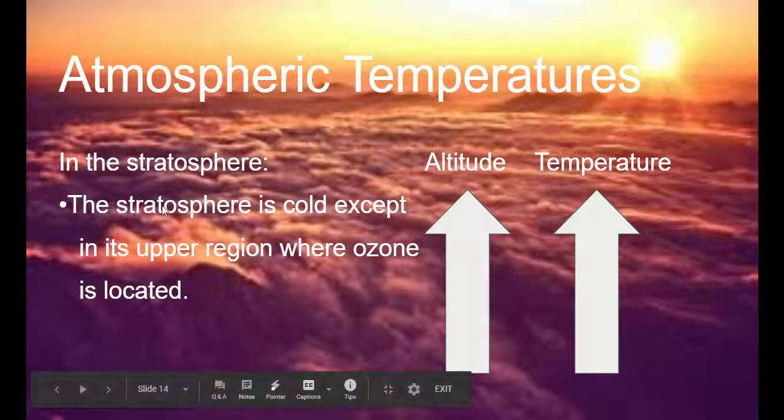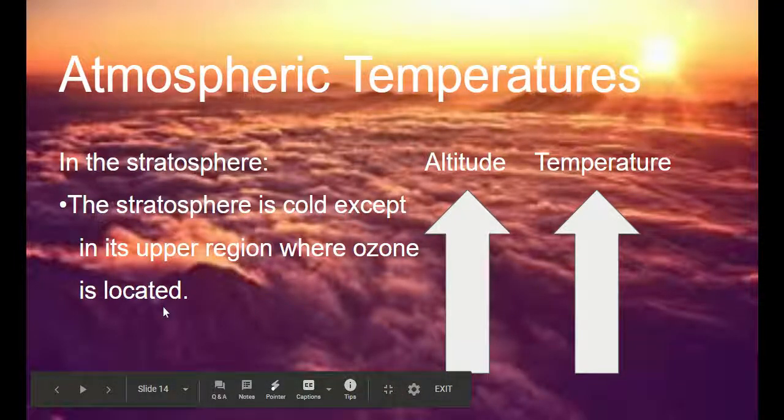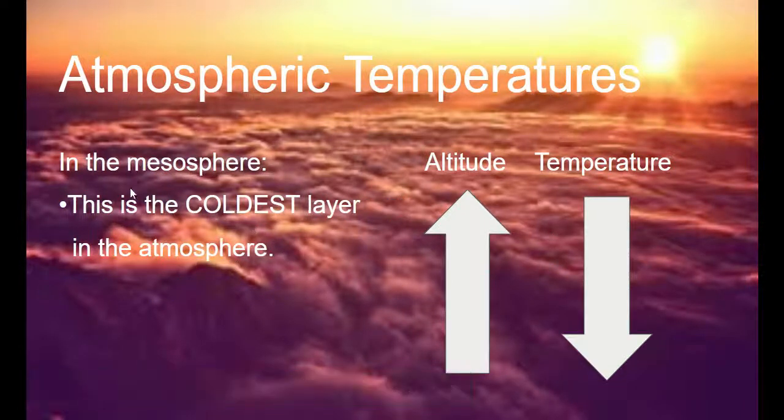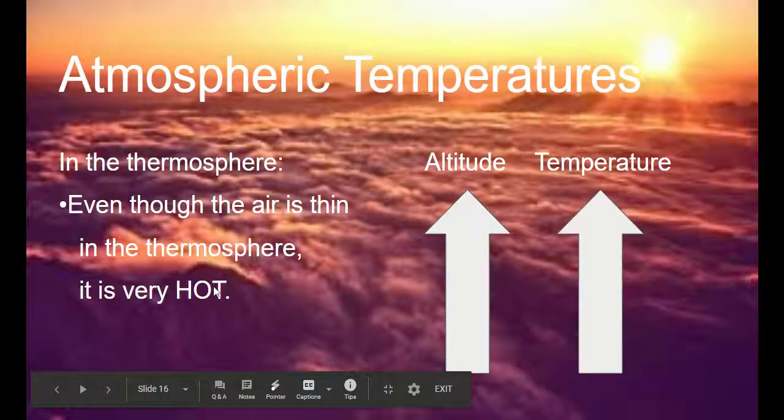Okay, the next one's the stratosphere, and this works opposite of what we know, right? The stratosphere is cold except in its upper region where the ozone layer is located, right? So as we go up in altitude in the stratosphere, temperature is going to go up. So altitude goes up, temperature goes up in the stratosphere. In the mesosphere, this is the coldest layer in the atmosphere. As altitude goes up, temperature goes down. Right, so altitude goes up, temperature goes down.